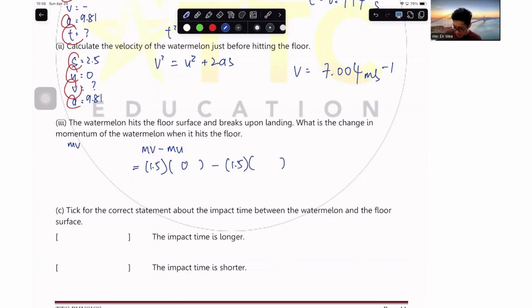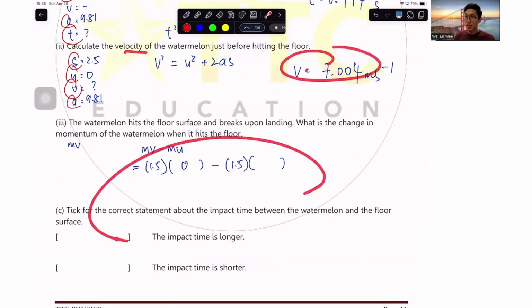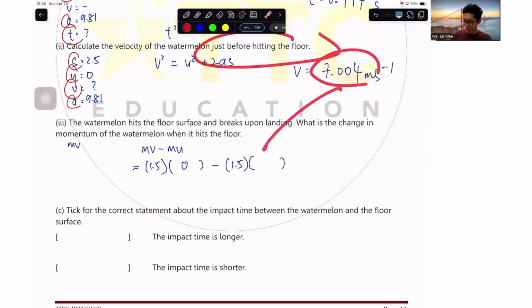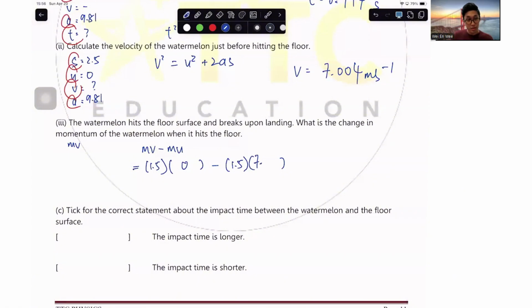And the U is before you hit the floor. What is before you hit the floor? This one, no? Velocity just before hitting the floor. So even though this one is your V, right now this situation is hit the floor already. So your V and U are totally different things. Your V is after hit the floor. Your U is before it hit the floor. Before it hit the floor is 7.004. Understand?